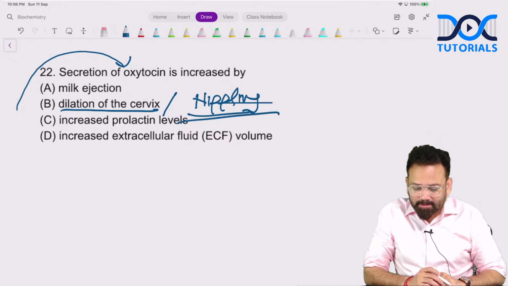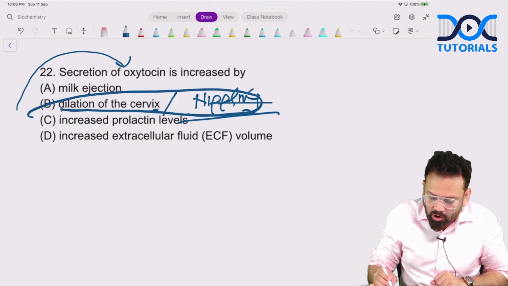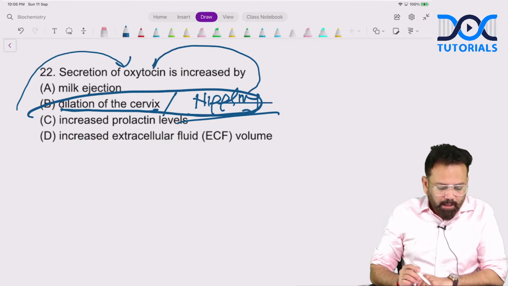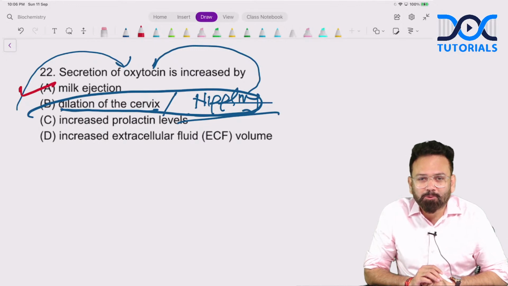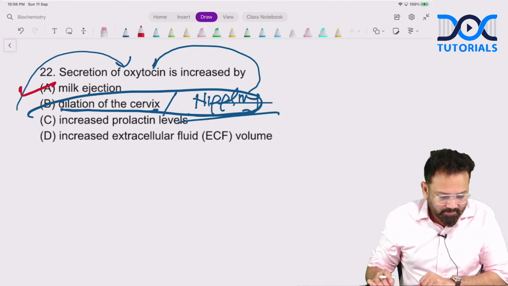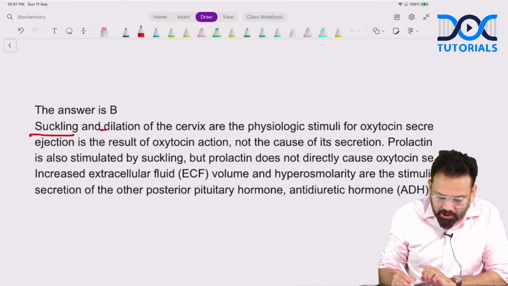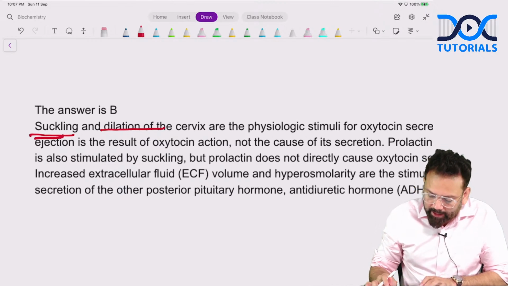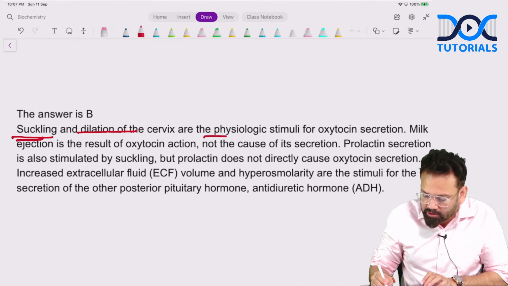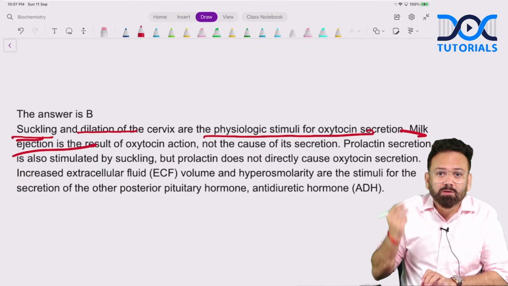Baby means newborn. So nipple stimulation and dilation of cervix will cause secretion of oxytocin, and oxytocin will cause milk ejection. Oxytocin will cause what? Is this clear? So there are two main causes, suckling and dilation of the cervix. Yes, you are correct, Nagathan. Suckling and dilation of the cervix are the physiological stimuli for oxytocin. Milk ejection is a result of oxytocin, not the stimulus of oxytocin.